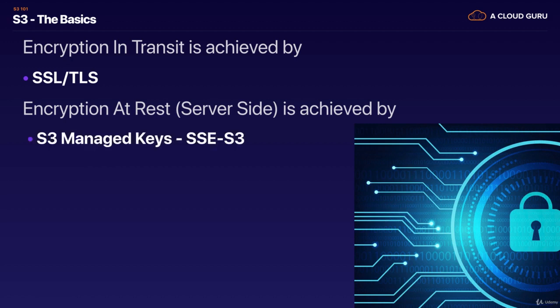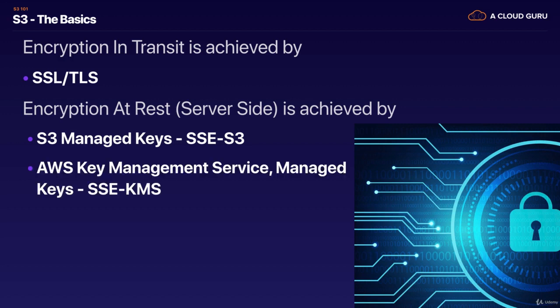So let's look at it on the server side, and there are three different types. There's S3 managed keys. This is where Amazon manages the keys for you automatically, so you don't need to worry about the keys at all. When we talk about keys, a key is just a way of encrypting the object and then decrypting it. So it's just like you would use a key with a lock. So this is where Amazon manages all the keys. So that's S3 managed keys. It's sometimes referred to as SSE-S3, which is server-side encryption S3.